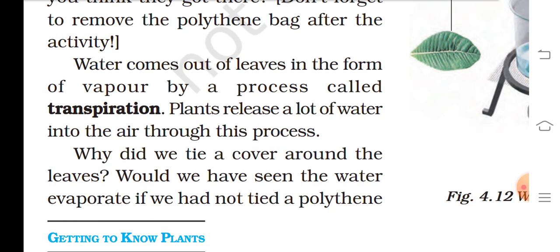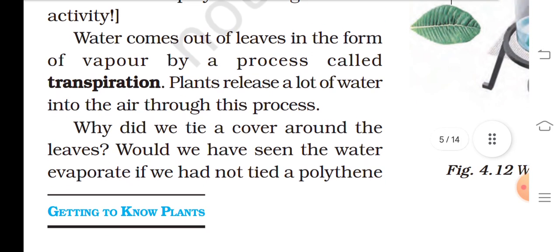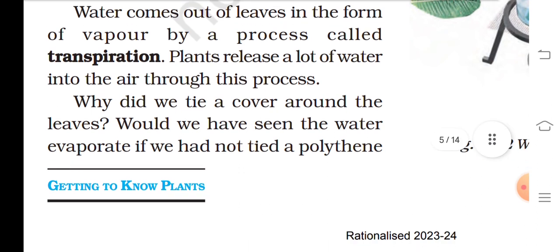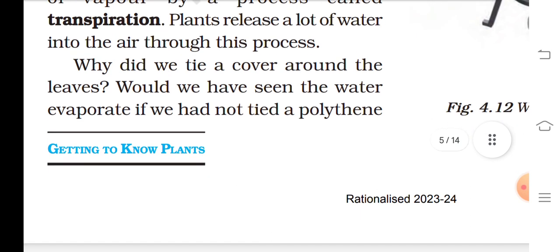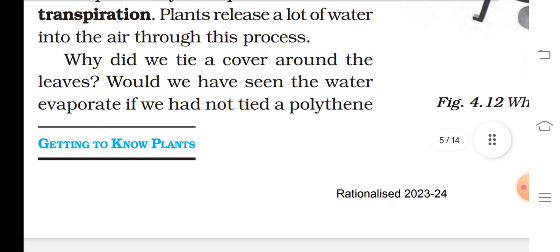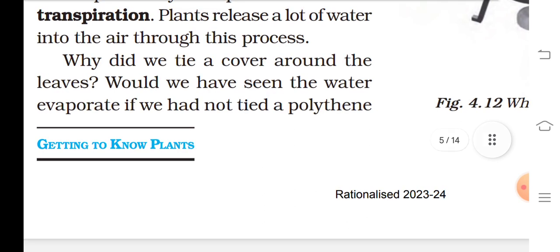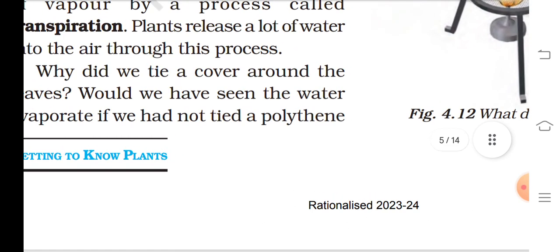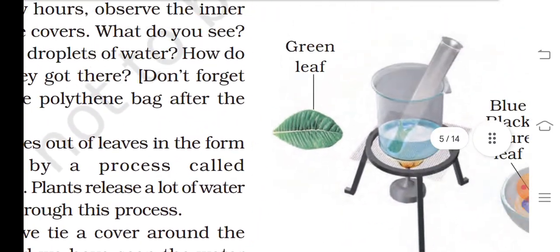Water comes out of leaves in the form of vapor by a process called transpiration. Plants release a lot of water into the air through this process. Why did we tie a cover around the leaves? Would we have seen the water evaporate if we had not tied a polythene cover?